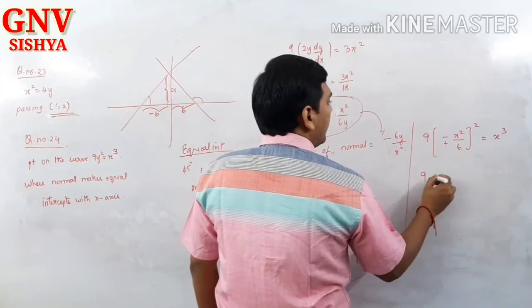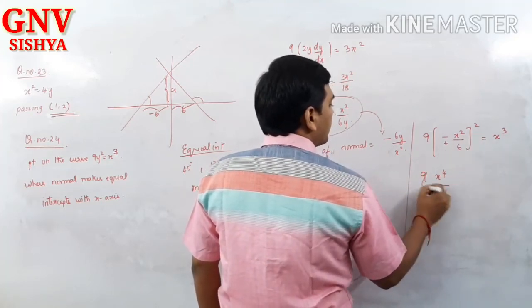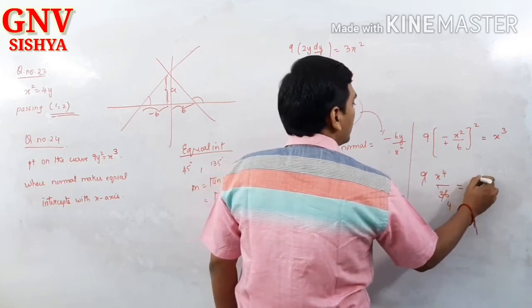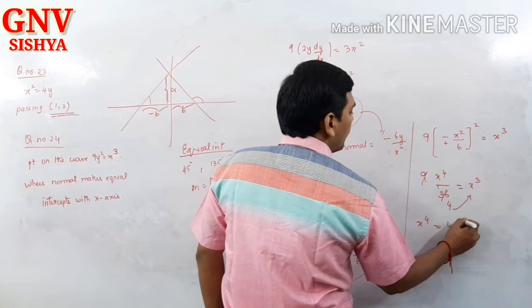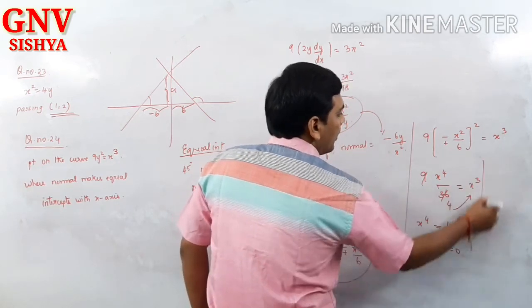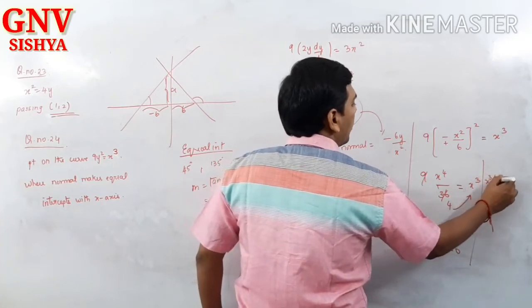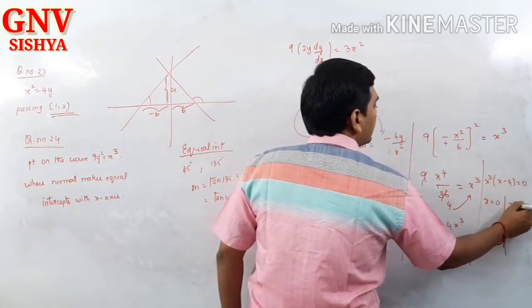So what will happen? 9 into x power 4, since the square is there, so x power 4. 6 square is 36. When it cancels, it becomes 4 x cube. So x power 4 is equal to 4x cube. So x power 4 minus 4x cube is equal to 0. Now taking x cube common out, x minus 4 equal to 0. So x equal to 0, x equal to 4.